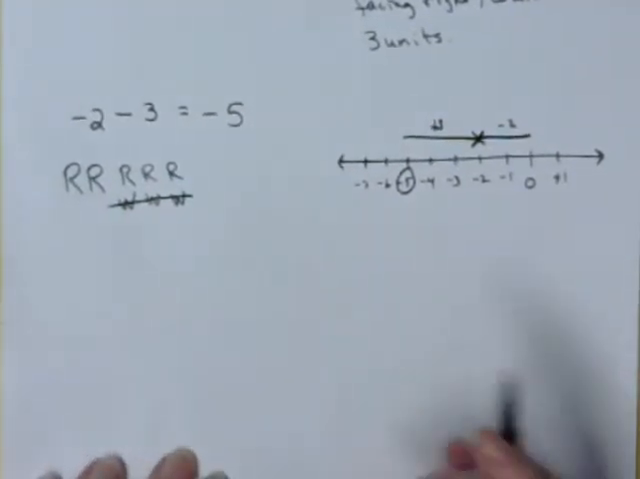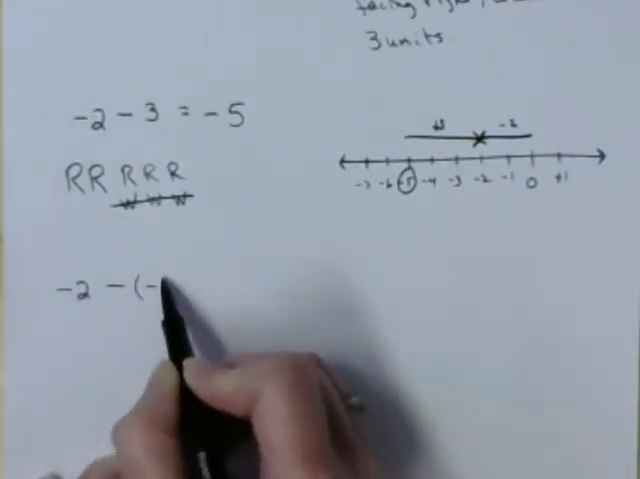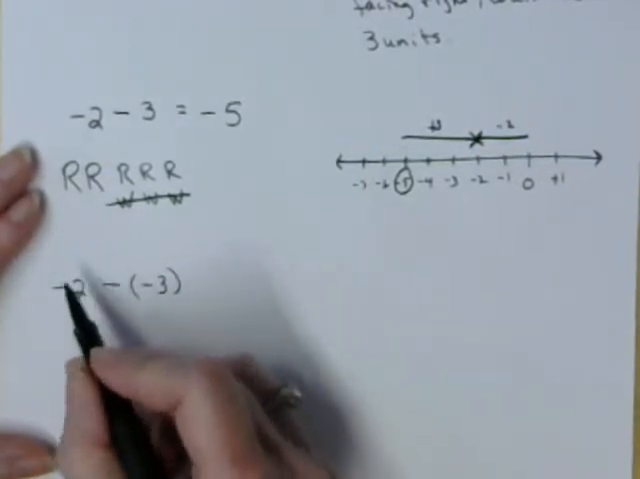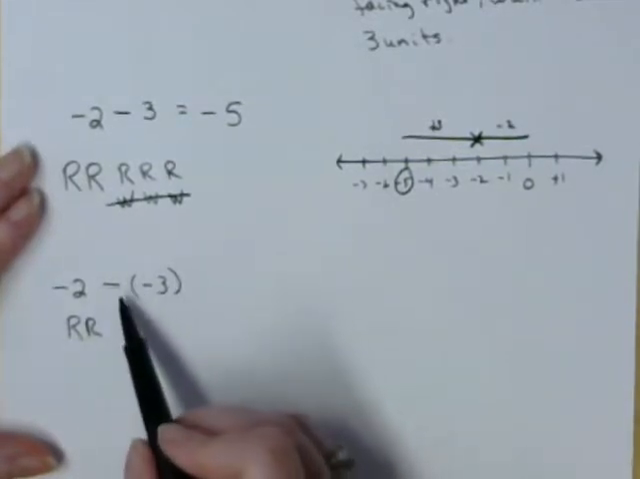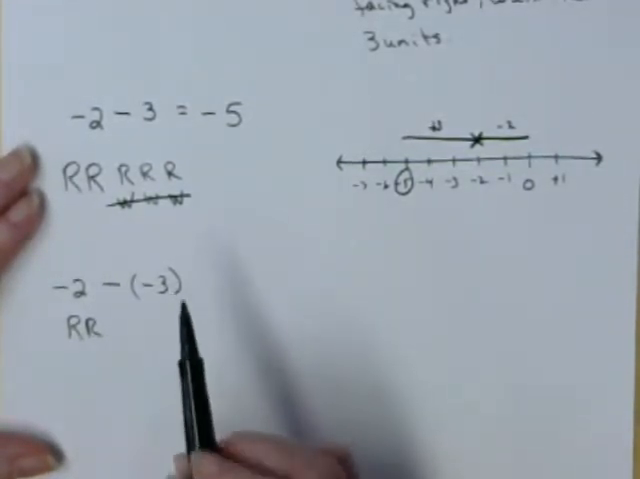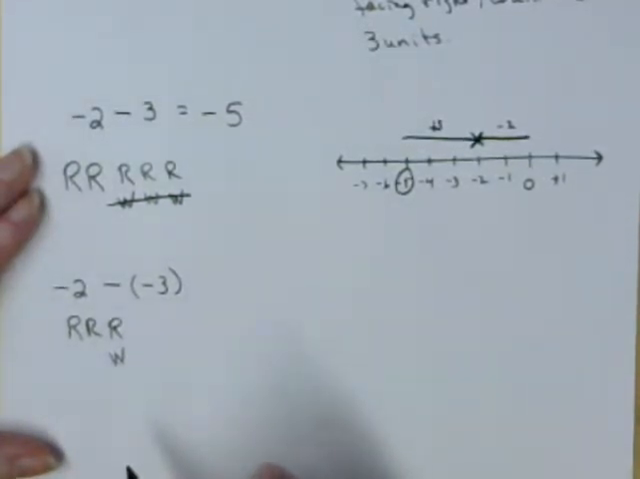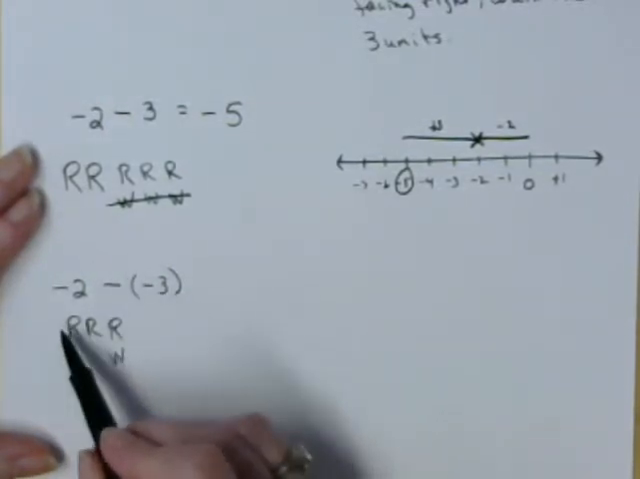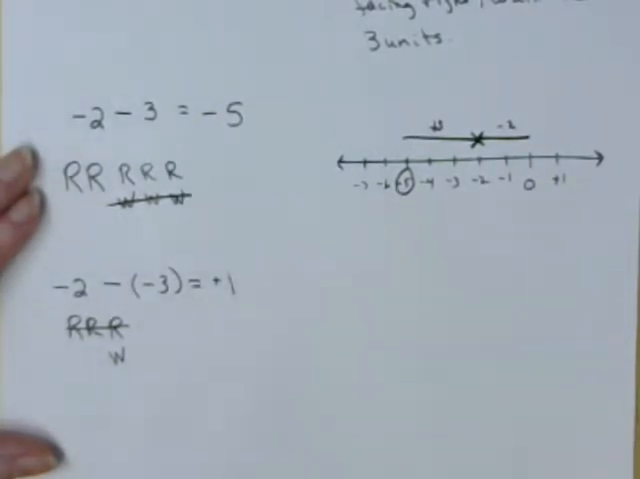Let's say we now want to do negative 2 minus negative 3. Well, what in the world is this telling me to do? Well, first of all, we're going to have 2 red chips because you start with negative 2. And this is saying take away 3 red chips. Well, I have 2 red chips, but I need to take away 3. So I'm going to add 1 of my 0 pairs. But now I can do the required action, which is to take away 3 red chips. I'm left with 1 white chip, so the answer is a positive 1.